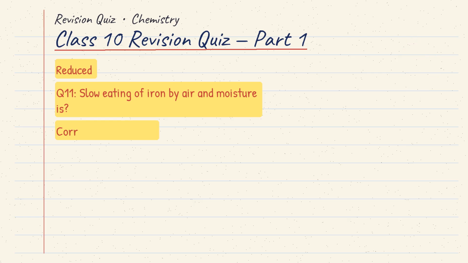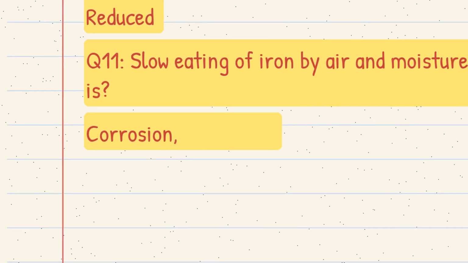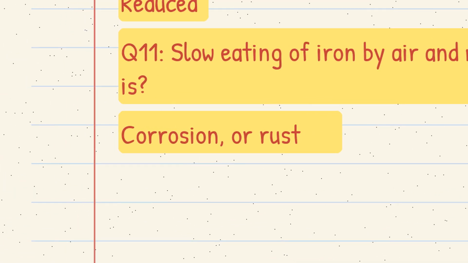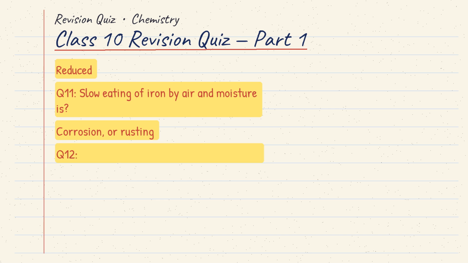The answer is corrosion or rusting. It forms reddish-brown rust. Question 12. Oils and fats going bad on oxidation is? Pause and think.